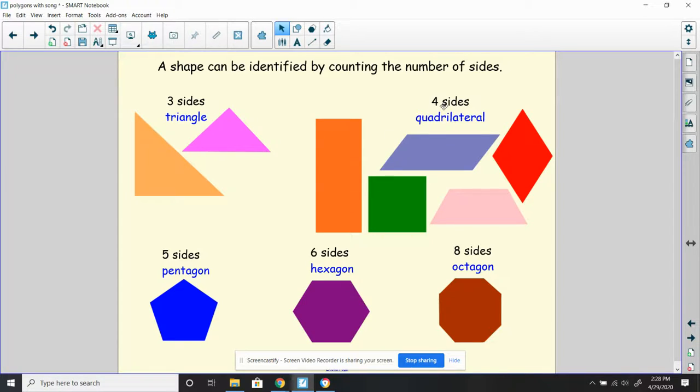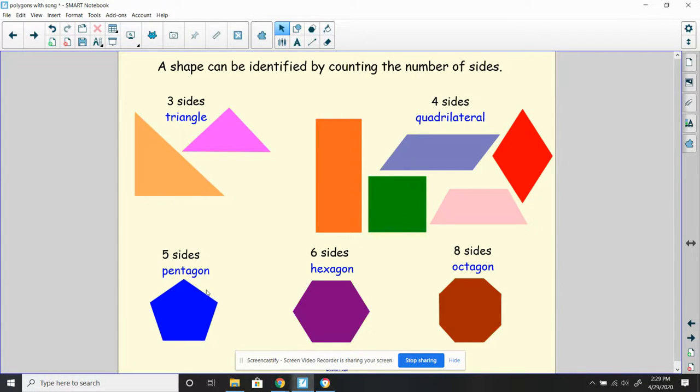Any four-sided figure is called a quadrilateral. Quad means four, lateral means line or side, so it's four-sided figures. There can be your normal rectangles and squares. There's a parallelogram, here's a rhombus, here's a trapezoid. These are all what we call quadrilaterals. They all get grouped into that group.